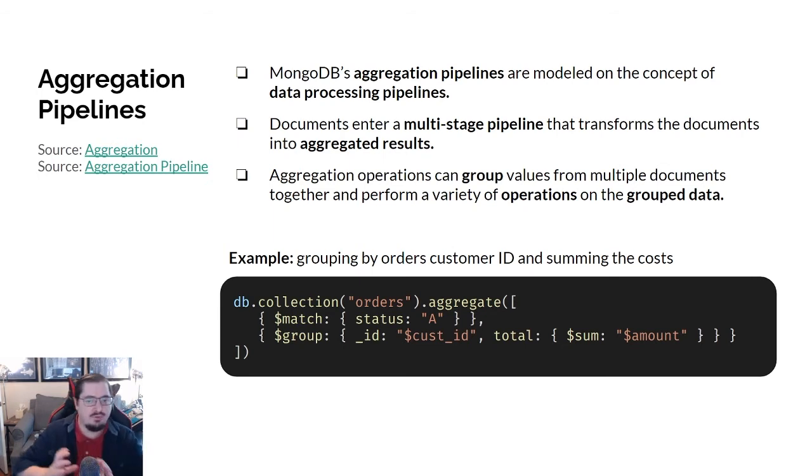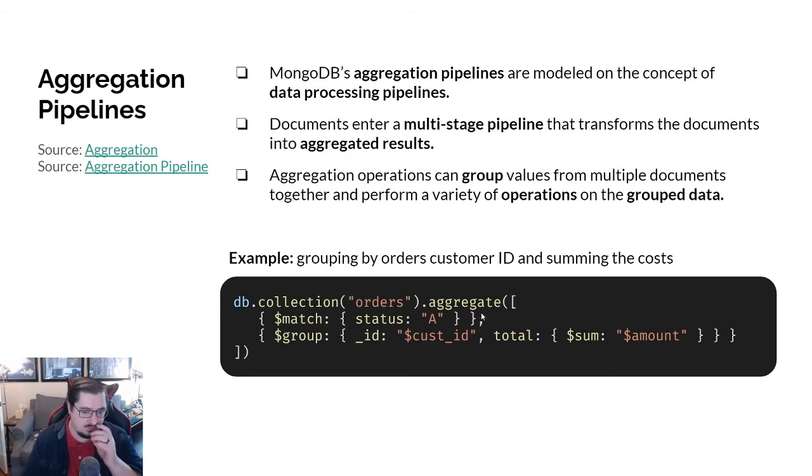But each of these stages is connected to each other. So the first stage takes all of the documents in the collection and passes things to the next stage. That stage takes all of the inputs from the previous stage and passes on to the next stage, on and on. So for instance, if you wanted to do grouping like you do in SQL, the way to do grouping is with an aggregation pipeline. So for instance here, let's say we want to group the orders by the customer ID and sum up the total costs for each of those orders.